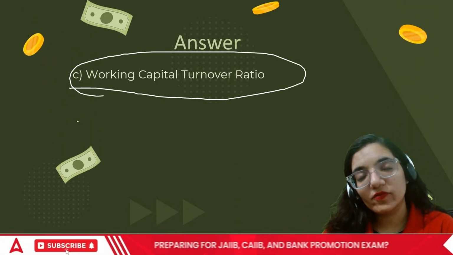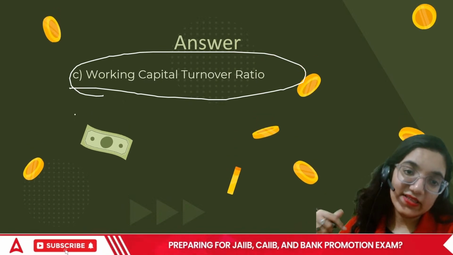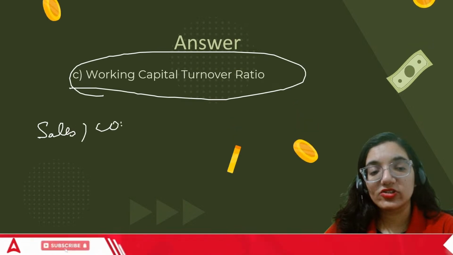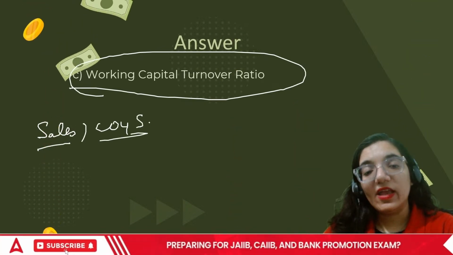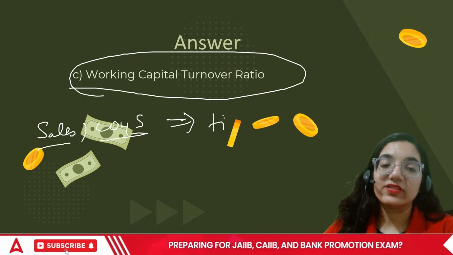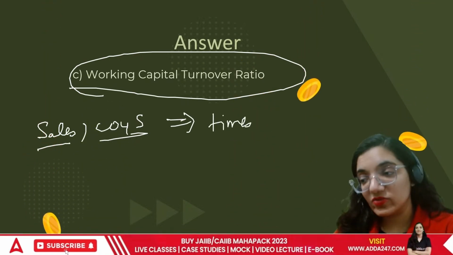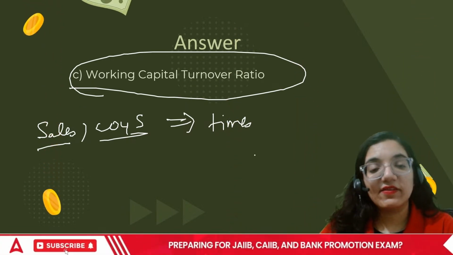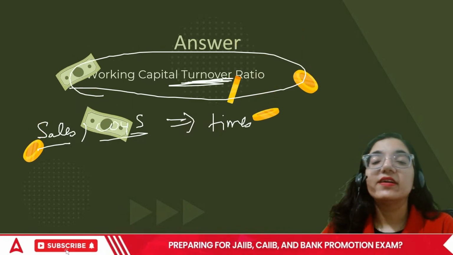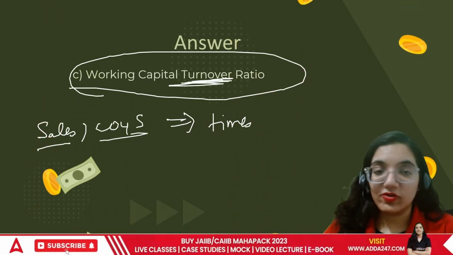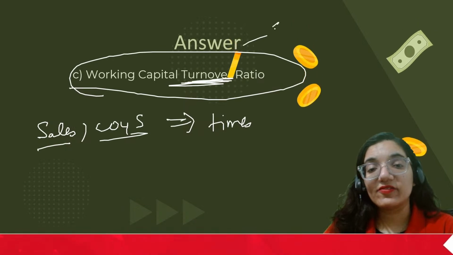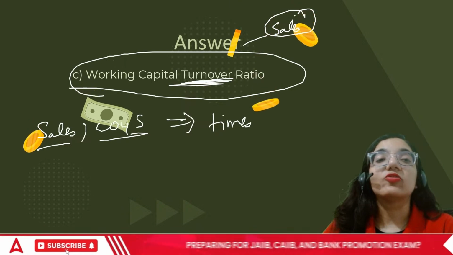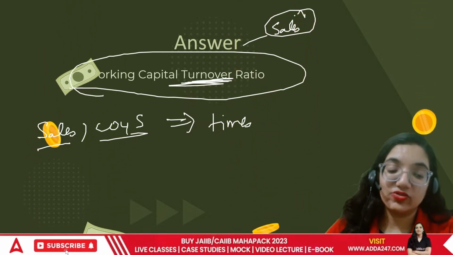Remember, all the turnover ratios either have sales or COGS, cost of goods sold, as their numerator, and all of them are expressed in times. Hardly 3 ratios are there where the numerator is not sales or COGS. Otherwise, as expressed in their type only, they are connected with the turnover of the organization. Turnover means the sales of the organization. Okay? So these are called turnover or activity ratios.